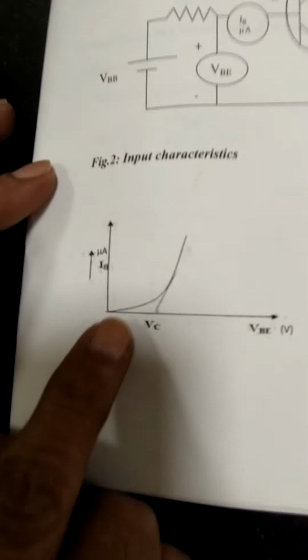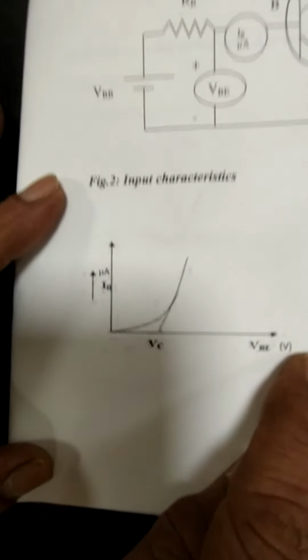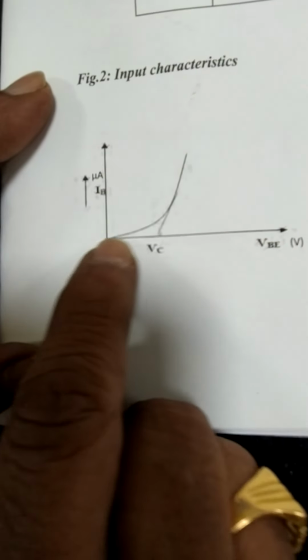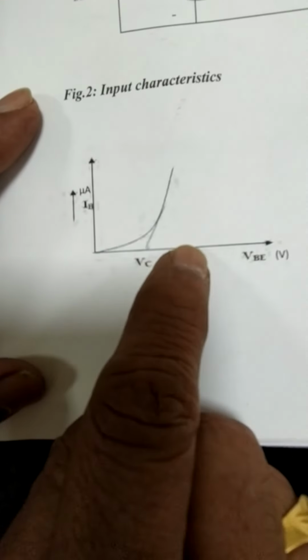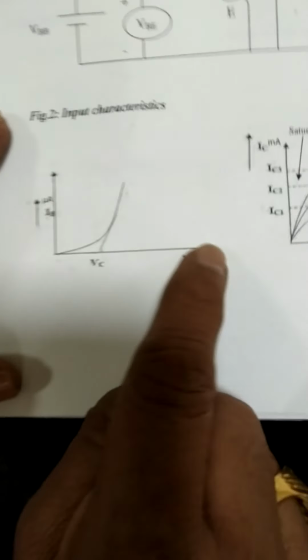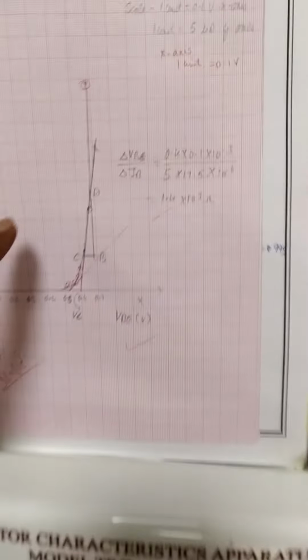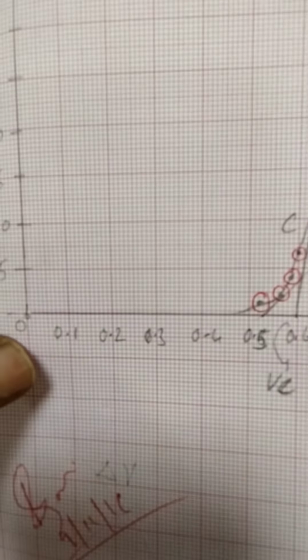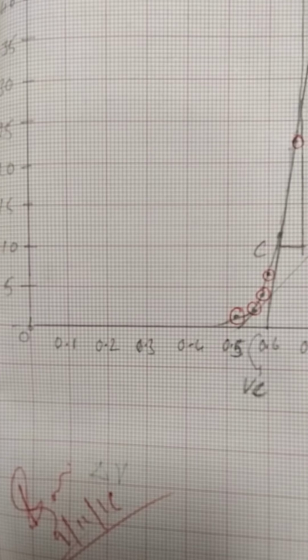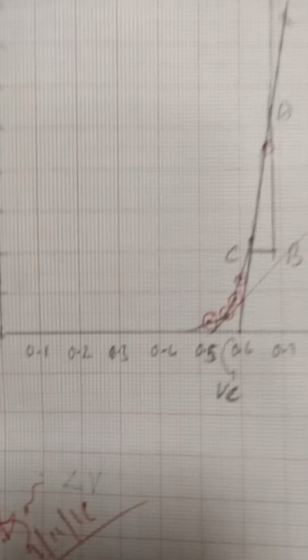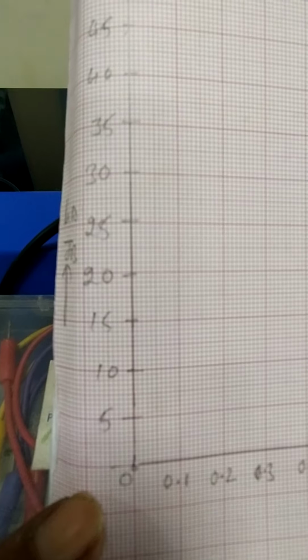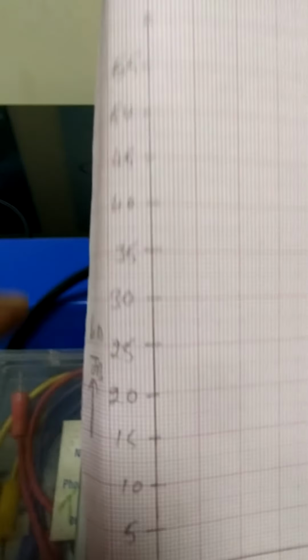So the graph should be like this. We'll take on the x-axis the VB value in steps of 0, 0.1, 0.2, 0.3, 0.4 like that, up to a maximum of 0.6 volts. Then you can get this nature of the graph. On the x-axis, 0.1, 0.2, 0.3 like that. On the y-axis you will take 0, 5, 10 like that in microamps, isn't it? So you will get this graph.